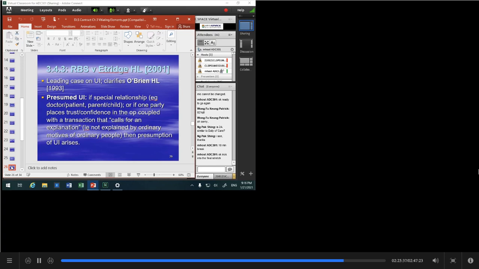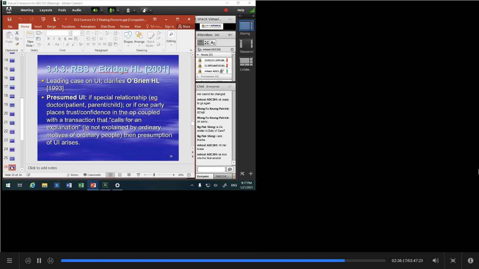The leading case before Etridge was the case of O'Brien. And O'Brien actually gives us this Class 2A, 2B classification, which Etridge wasn't all that clear on. But now Etridge is the leading case, particularly on presumed undue influence, and particularly with regard to Class 2B. Okay, and it does mention what I've already mentioned. Class 2A, we've got the special relationship, but Class 2B is where one party places trust and confidence in the other party, coupled with a transaction that calls for an explanation.